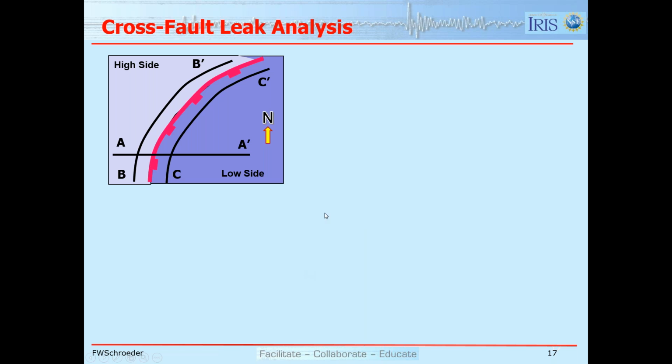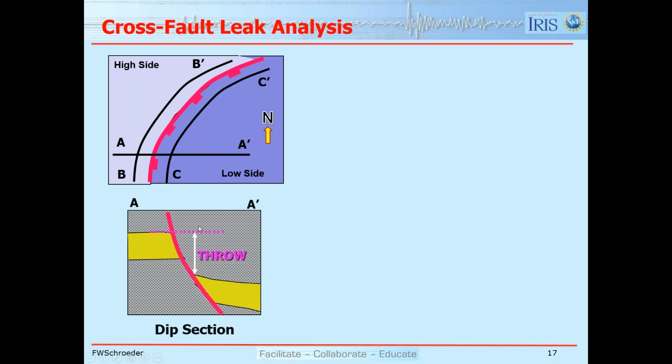One of the methods that we can use to examine cross-fault leak is to develop what is called an Allan diagram. So here's a base map. There's a fault. High side is on the west and the low side is on the east. Line A to A prime is shown here. And so we have a reservoir quality sand that's been down thrown across the fault. What we can do is construct a cross section on the high side of the fault, B to B prime, and also on the low side of the fault, C to C prime.